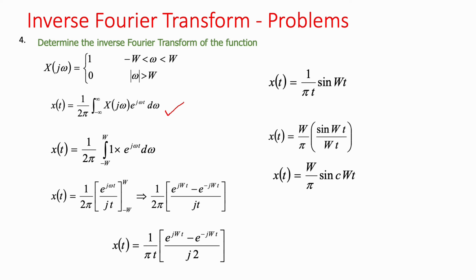Now you substitute the limit minus omega to plus omega. The amplitude given here is 1. Substitute it here, integrate it, and substitute the upper limit and the lower limit. Now you will get the answer x of t, which can be written in a trigonometric form. Sin omega t by omega t can be written as sinc omega t. So this is the inverse Fourier transform.